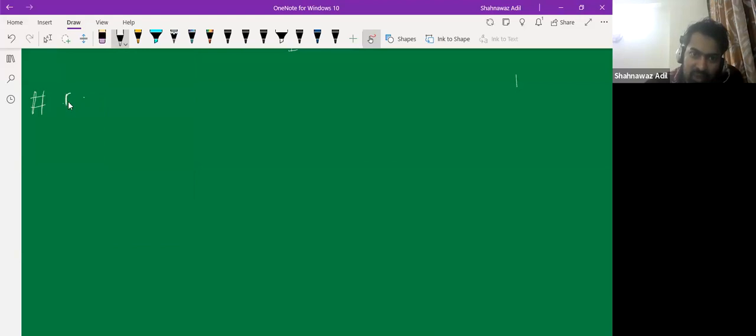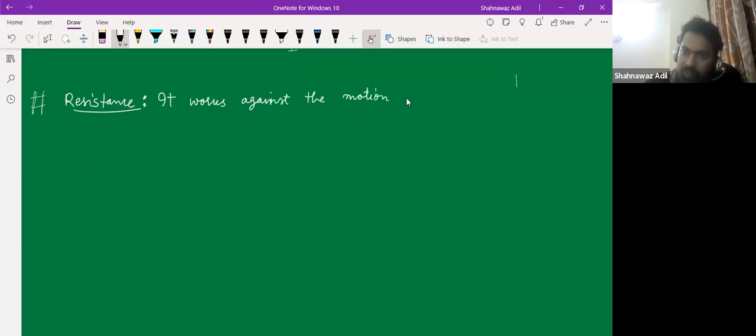So the thing that we understood was this resistance, right? And this thing we have already understood in our 10th standard, I guess. It works against the motion of the electrons, right? Wherever the electrons are moving, it tries to oppose the motion of the electrons.